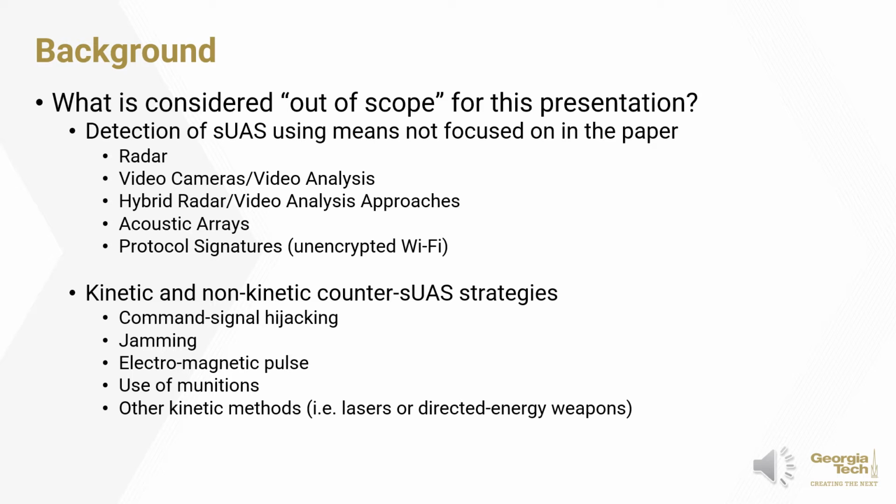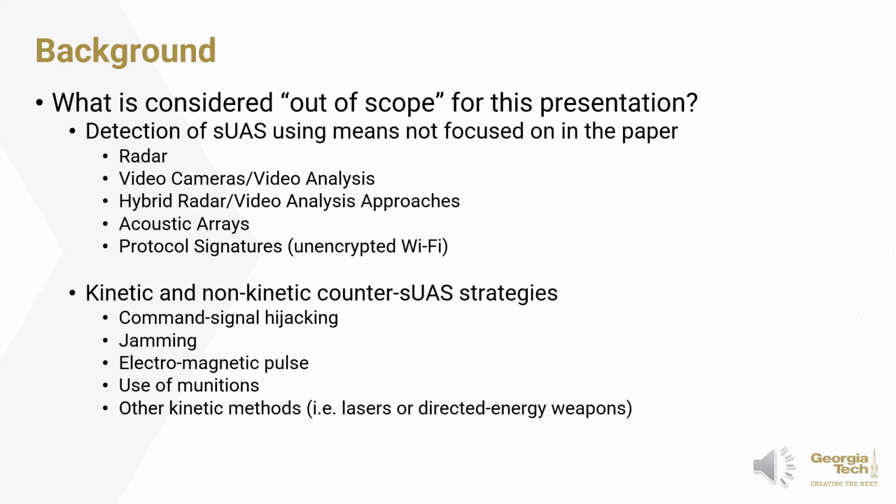There's also acoustic arrays, and while they're more cost effective than both radar, video camera, and hybrid approaches, they're still not entirely cost effective. The one discussed in the paper was over $2,000, and they're not simple to set up. Additionally, there's the use of protocol signatures on unencrypted Wi-Fi to detect SUAS. This was not discussed because more and more SUAS protocols are being encrypted, so it's not an effective means. Additionally, this would require also cataloging an entire database of SUAS protocols and MAC addresses, which is not effective.